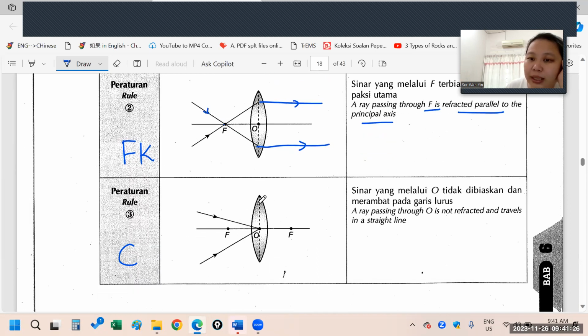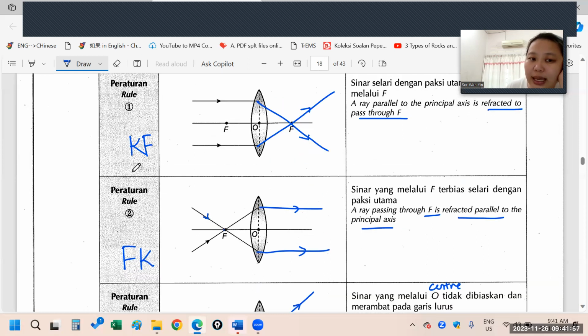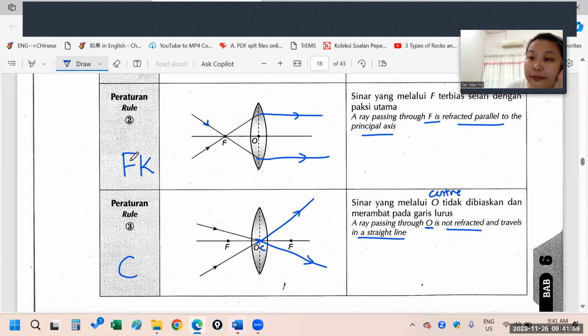And C, no matter how, when the light passes through O, the optical center of the lens, which is inside the lens, it is not refracted and travels in a straight line. It will go straight. So we say this is KFC or FKC.